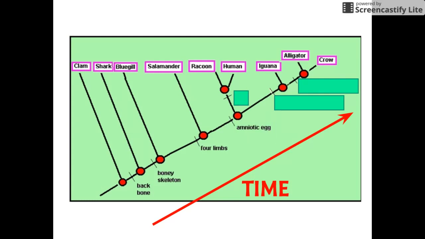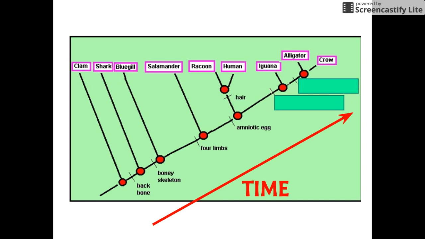The next characteristic is the amniotic egg. Salamanders and all other amphibians lay eggs in water. They don't have a shell or an amnion, but the raccoon and everything forward does. Now you're going to say, Miss Ellis, raccoons don't lay eggs. I know that. What I'm saying is raccoons and humans have an amniotic egg inside the female, right? It's a mammal. But the rest of them do have eggs.